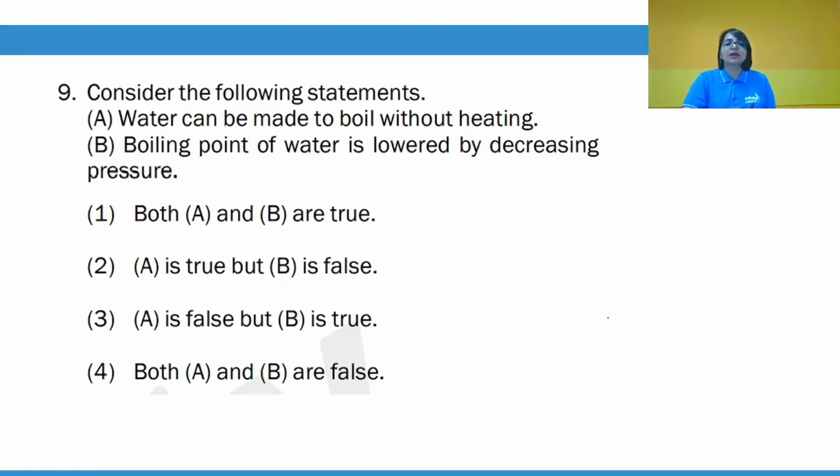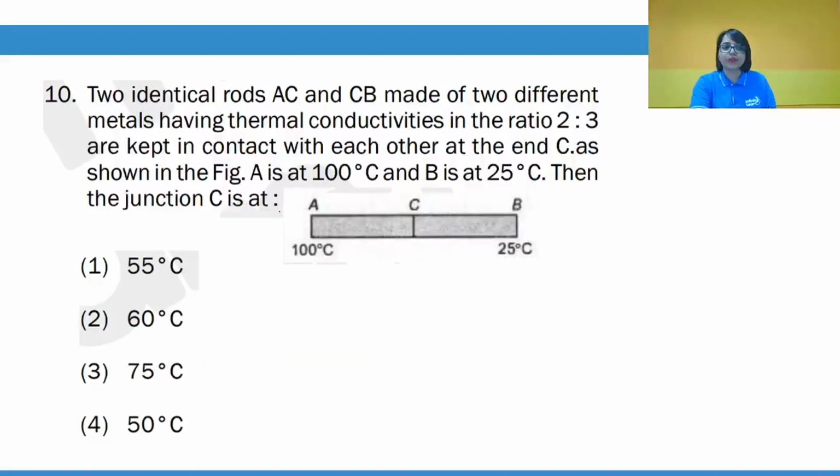Next is water can be made to boil without heating. Yes, by decreasing the pressure, we can make water boil. So this is true. Boiling point of water is lowered by decreasing pressure. Yes, up to the triple point you can decrease the value of the boiling point by decreasing the pressure. So statements 1 and 2 both are true.